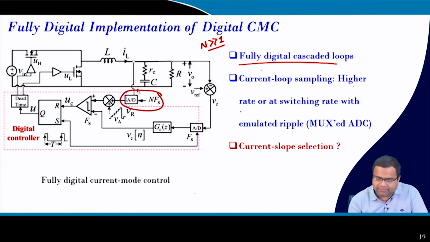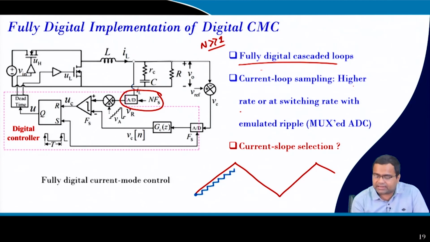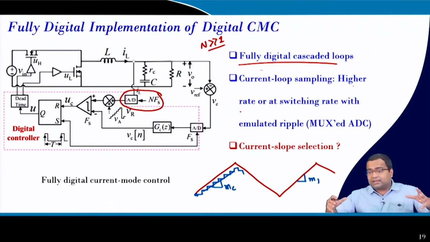For example, if I draw a current like this, this is my inductor current, right. Now, I want to take this sample. Now, in the digital controller, I can add a sawtooth waveform inside. It is like a sort of emulation. But the question is, what should be the slope of this compensating ramp inside the digital controller, given that this is the actual current slope? So, how can we get the slope equal to this current slope?